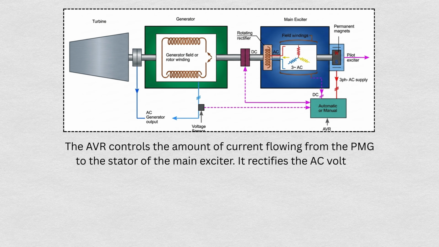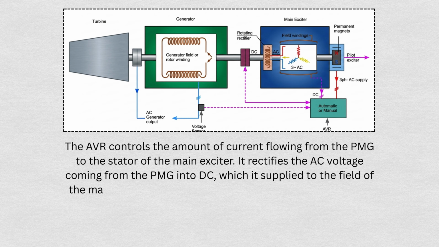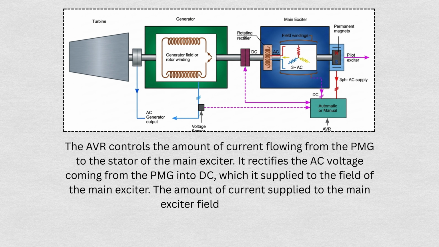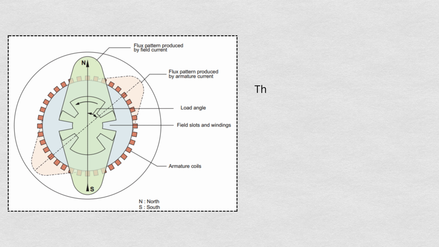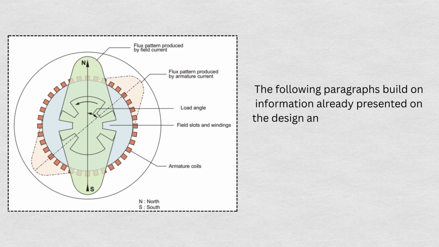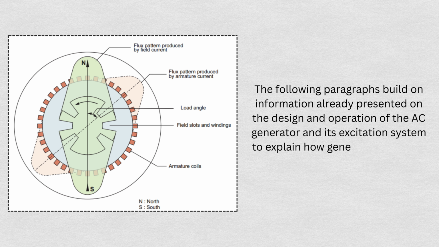It rectifies the AC voltage coming from the PMG into DC, which is supplied to the field of the main exciter. The amount of current supplied to the main exciter field determines the output of the main exciter, and thus regulates the generator's voltage output. The following paragraphs build on information already presented on the design and operation of the AC generator and its excitation system to explain how generator voltage is regulated on a continuous basis.